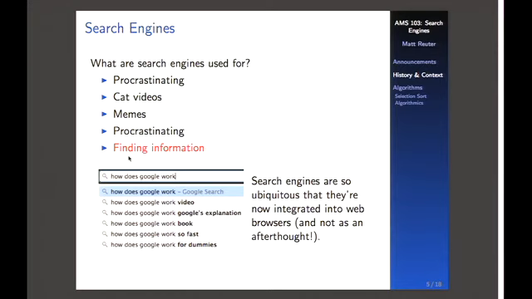We use them to find information. We usually go to the search engine because we want to know something about something, and we're going to type in that phrase into the search engine, hit enter, and hopefully it will recommend to us websites or other resources that are relevant. Okay? And so search engines have become so ubiquitous in recent years that they're now actually seamlessly integrated into your web browser.